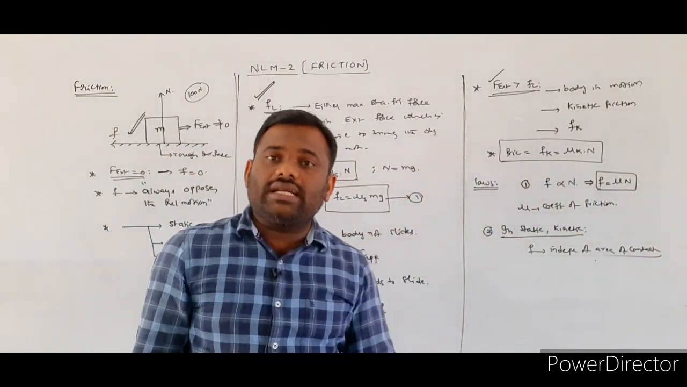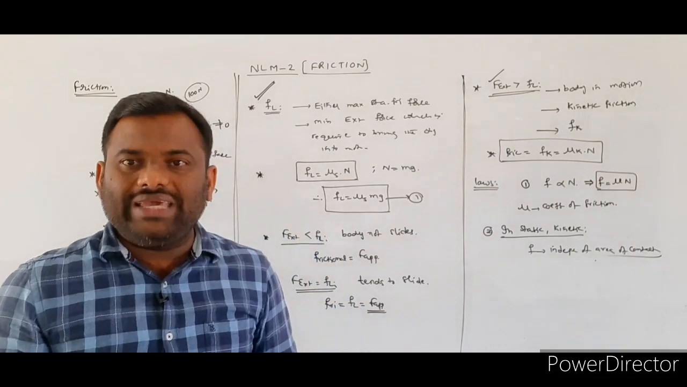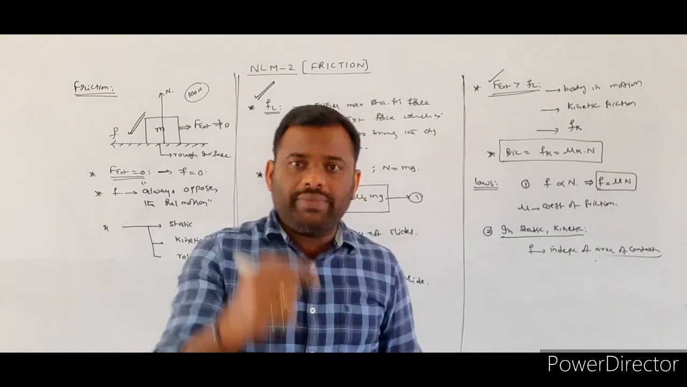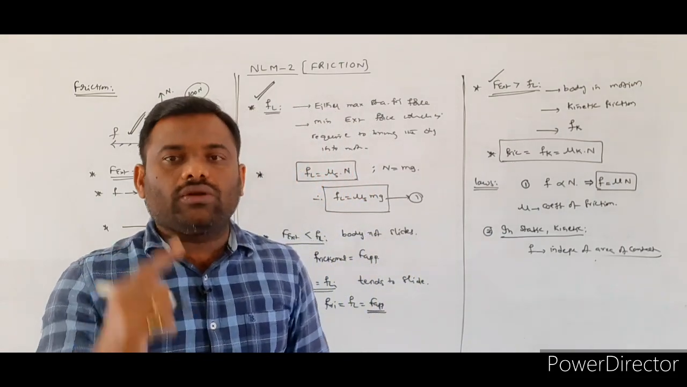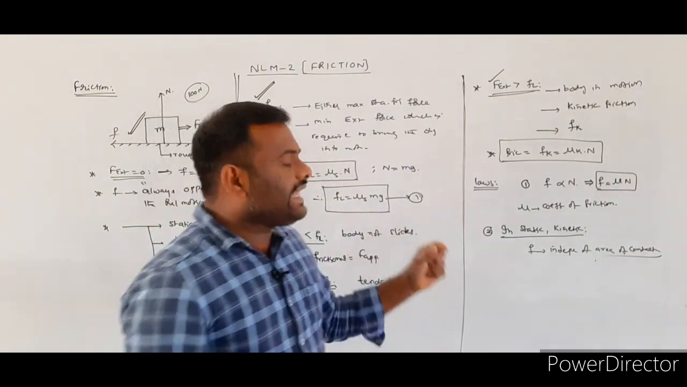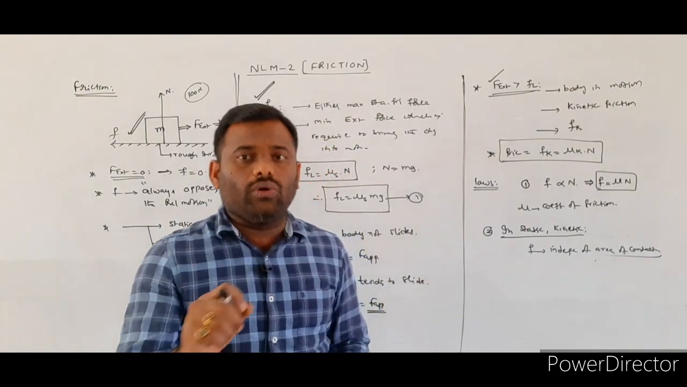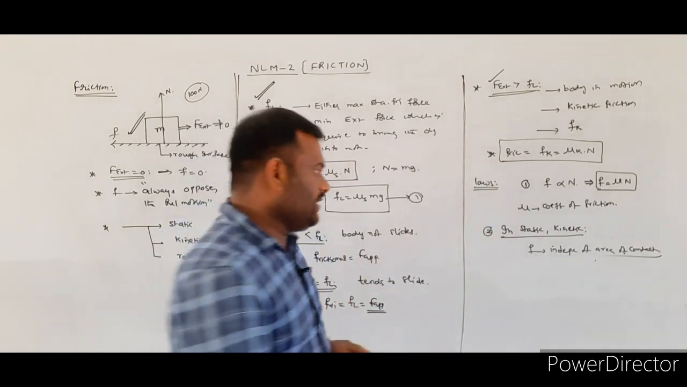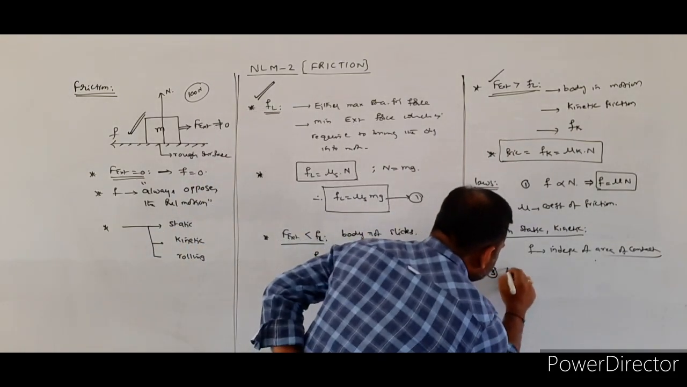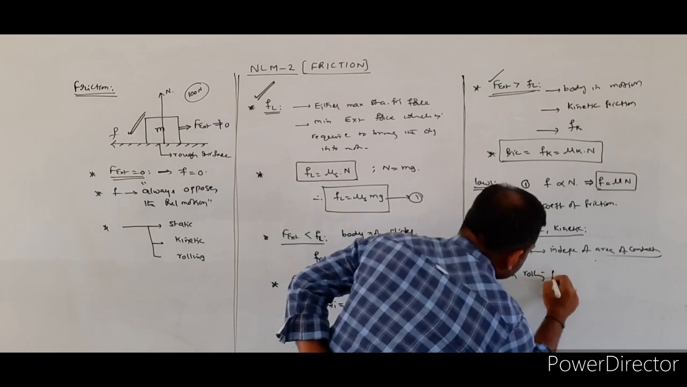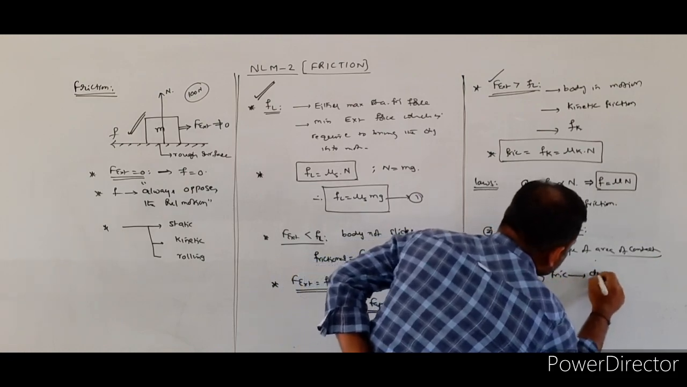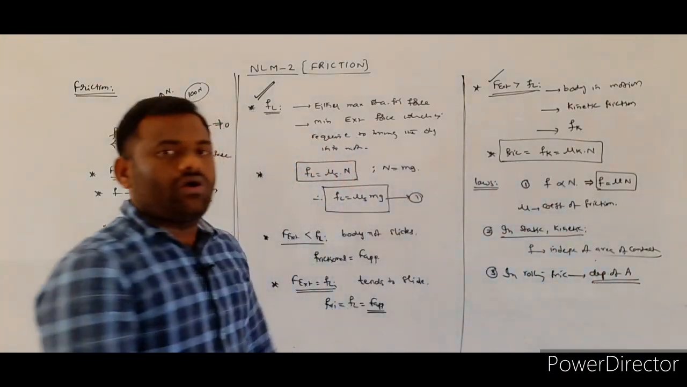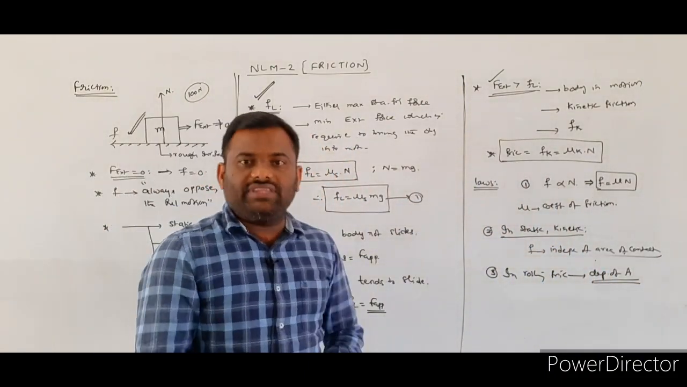But when you consider rolling friction, which arises whenever a body rolls, like a vehicle traveling on the road, between the rolling tire and the road, rolling friction exists. In the case of rolling friction, the frictional force depends upon the area of contact. So, these are the laws of friction.